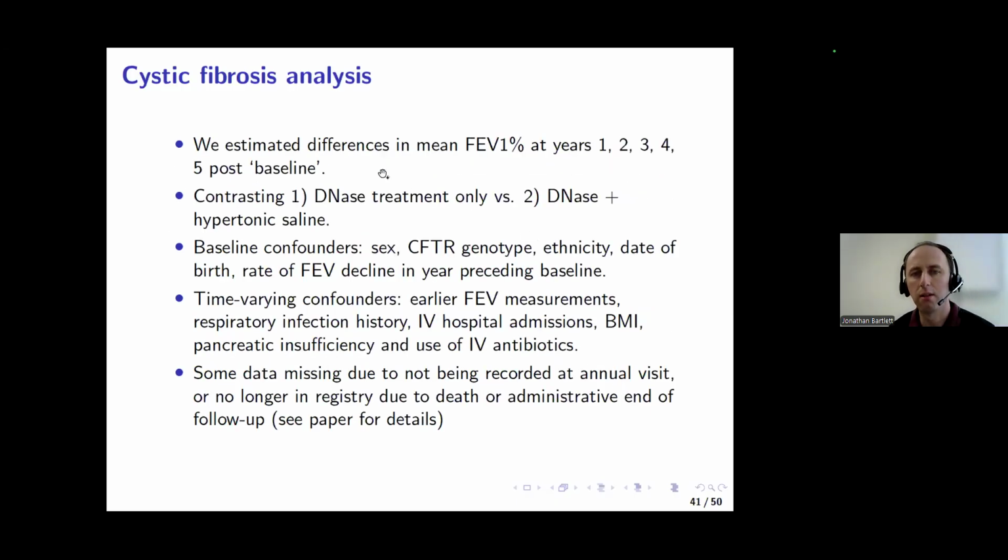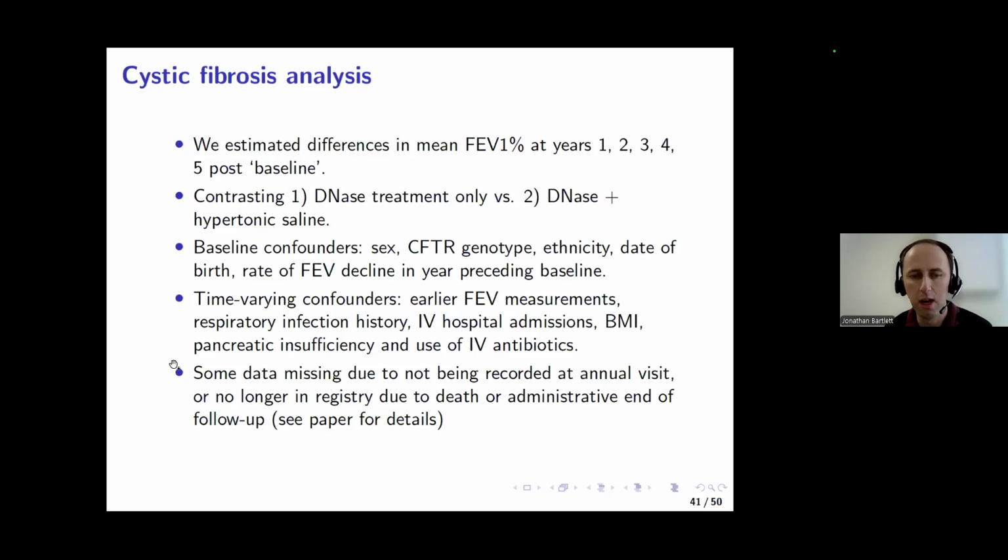So we looked at the FEV outcome not just at some final time point, but also intermediate time points, so at years 1, 2, 3, 4, and 5, post our baseline visit. And we've got two treatment sequences of interest here: remain on the DNase treatment, or in addition to DNase, take the hypertonic saline treatment. Baseline confounders consisted of sex, CFTR genotype, ethnicity, date of birth, rate of FEV decline in the year preceding baseline. And then we had time varying confounders of earlier FEV measurements, history of respiratory infection, IV hospital admissions, BMI, pancreatic insufficiency, and use of IV antibiotics.